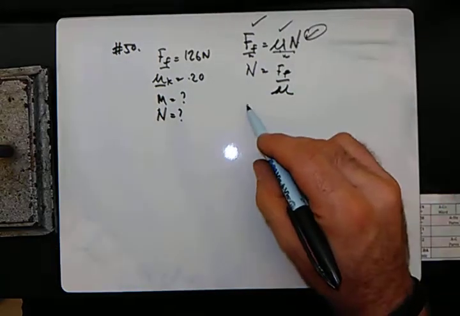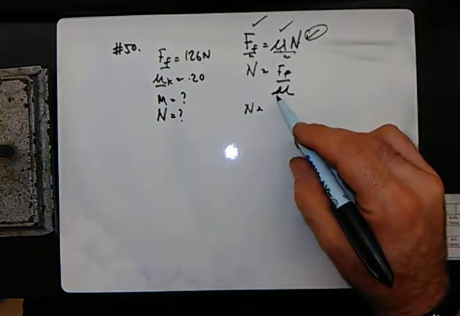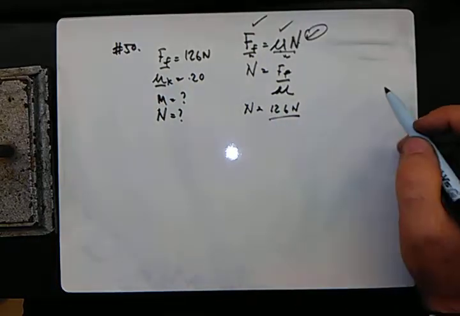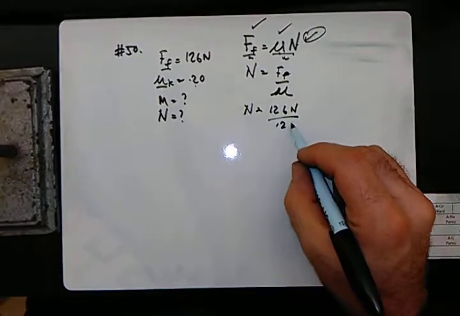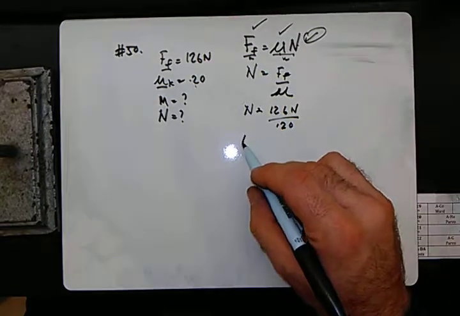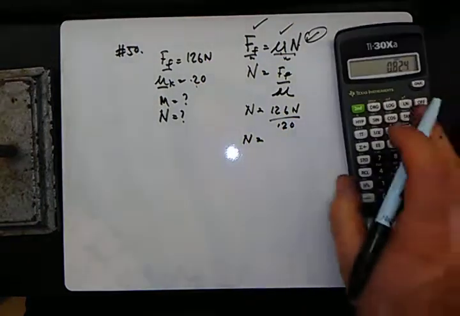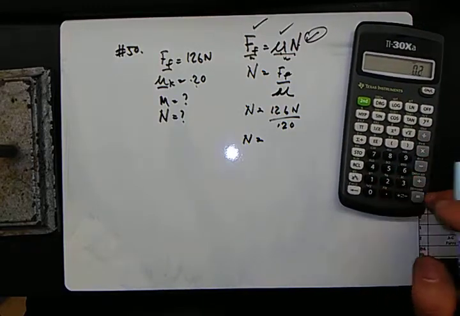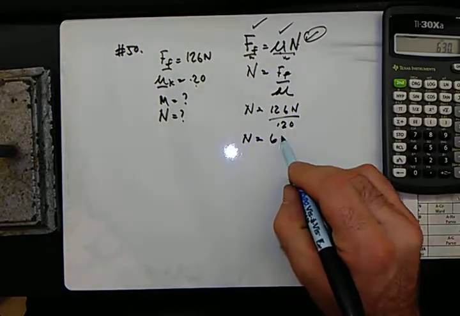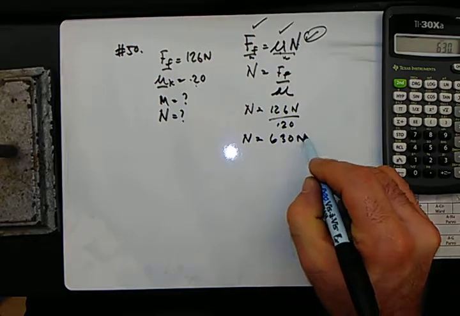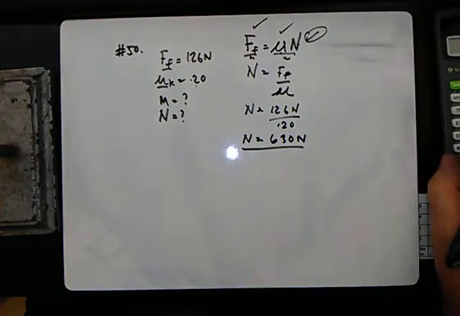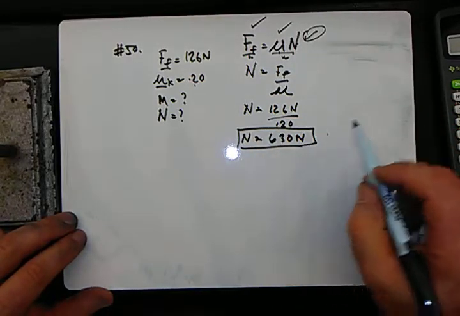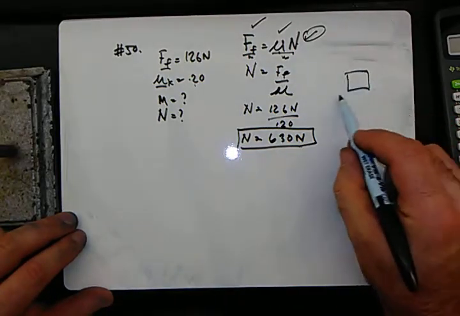So let's figure out what the normal force is. Force of friction is 126. Mu is 0.2. So the normal force, just divide those two out. 630 newtons.